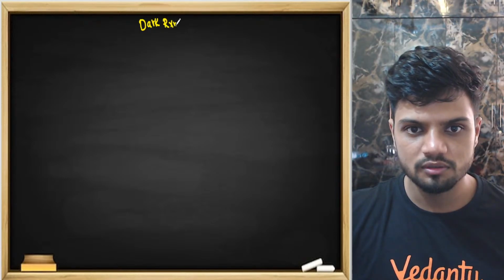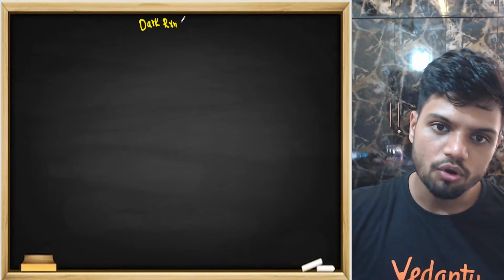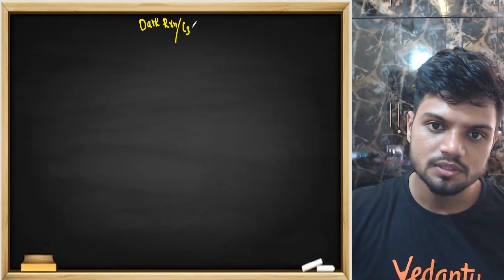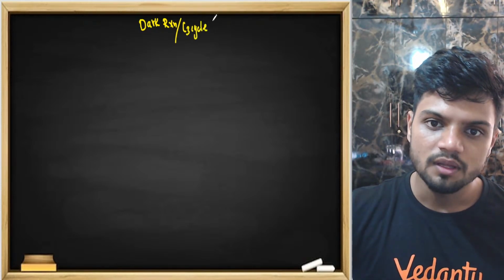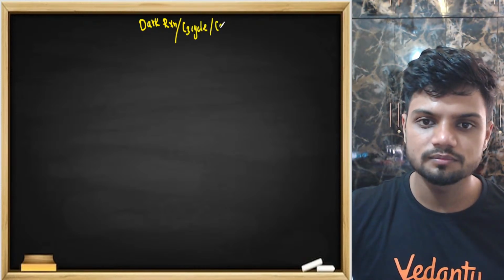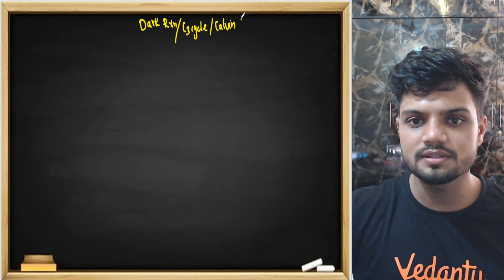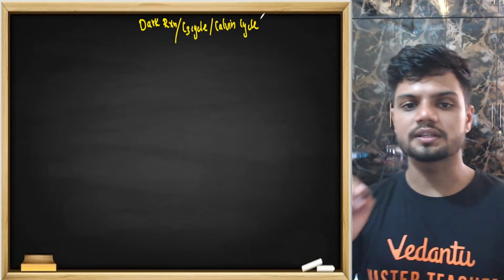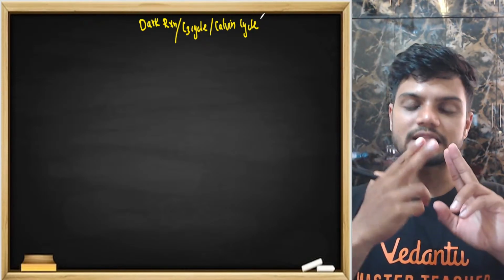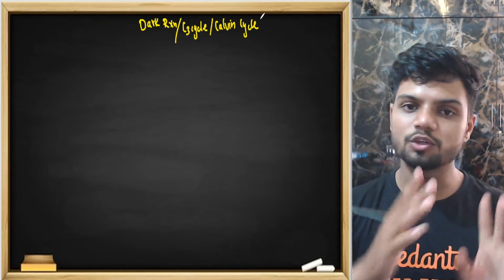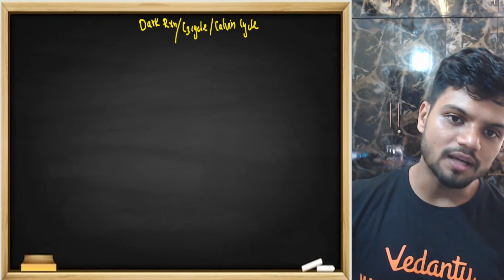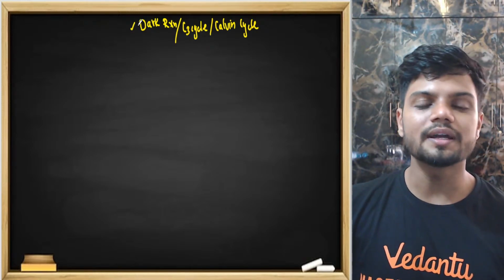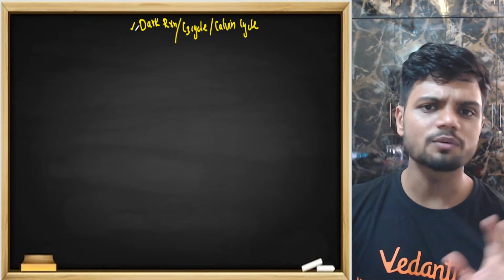Dark reaction is also called your C3 cycle. It is also called your Calvin cycle. Important: three names. It is called dark reaction, C3 cycle or Calvin cycle. I'll tell you why. It's called a dark reaction because it does not require light.